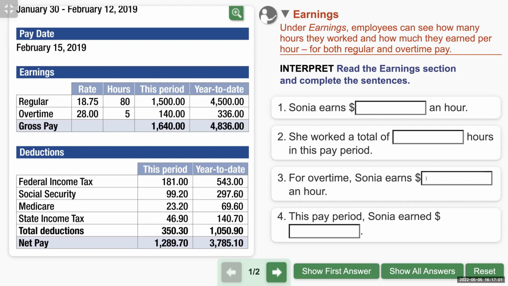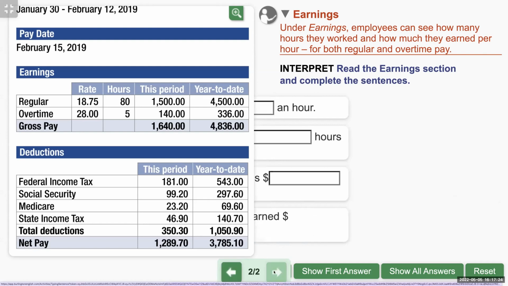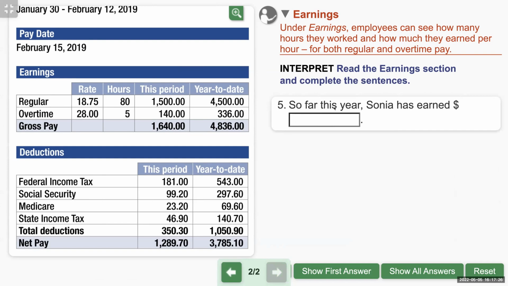3, for overtime, Sonia earns how much an hour? What is her rate for overtime? Remember, look here for the earnings. And this pay period, how much money did Sonia earn? So that is for 1, 2, 3, 4. If you need to, please press pause. If not, we're going to go to the next one. And then so far this year, how much money has Sonia earned? And again, you can put pause and then make sure that you write your responses.